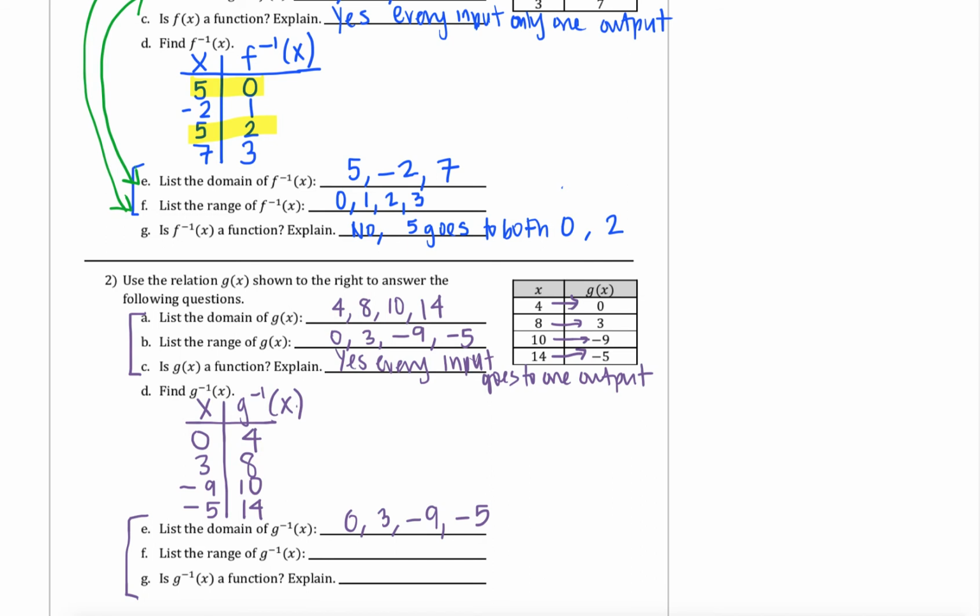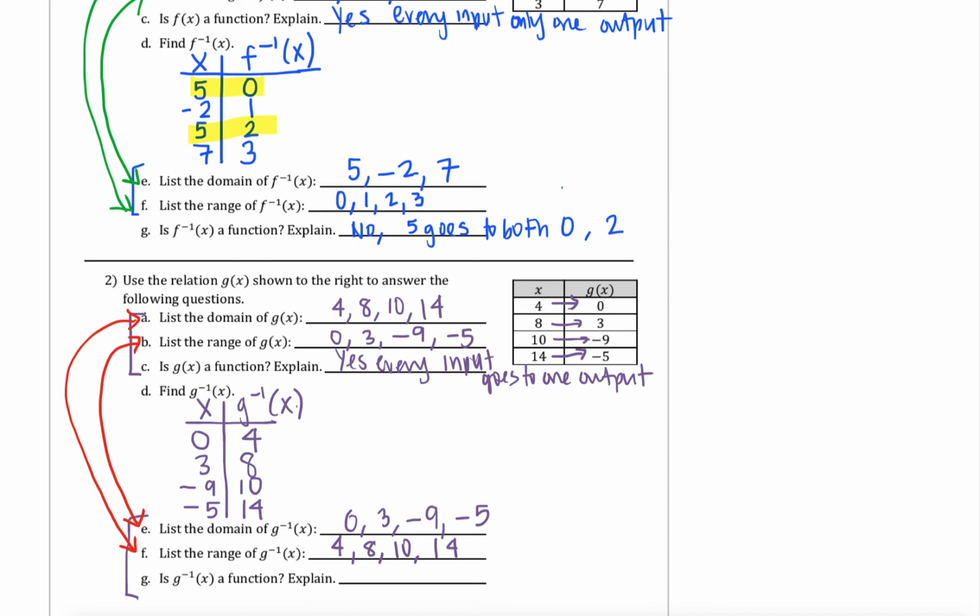Again, another way to see that is that the range of G of x is always going to equal the domain of G inverse. To get the range of G inverse, we're looking at all the output values, which are 4, 8, 10, and 14, which matches up with exactly what we got up above for our domain of the original function. So since the inverse is flip-flopping the domain and the range, our domain of the original will be our range of the inverse, and the range of the original will be the domain of the inverse.